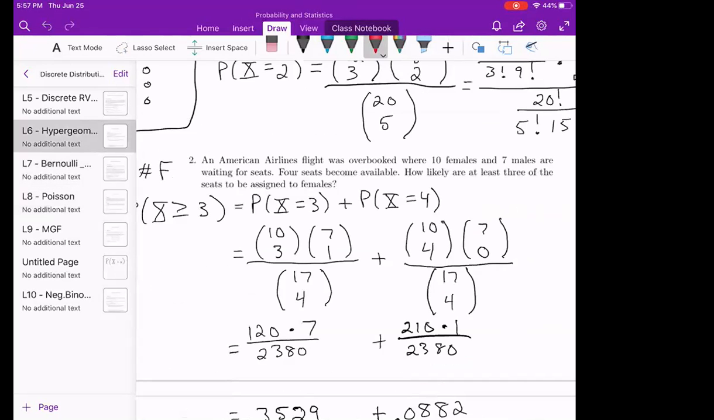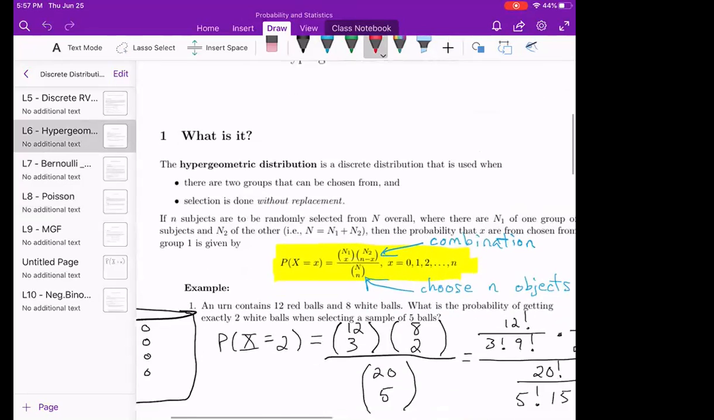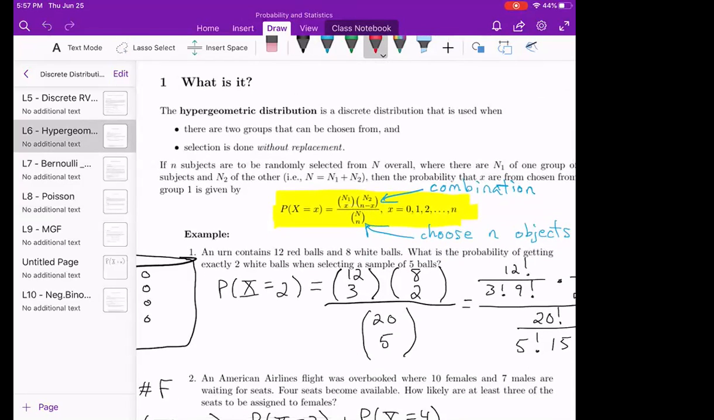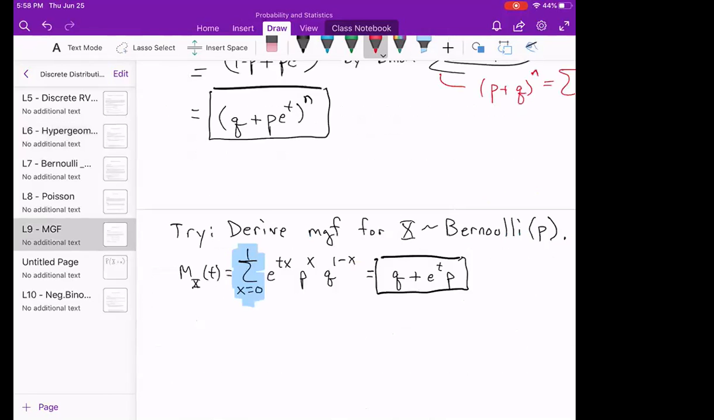For hypergeometric, it is like the binomial distribution in terms of its support. It goes from 0 up to n. And so it's really important to be aware of the support for the distribution that you need to use. Binomial is supported 0 to n. Any other questions?